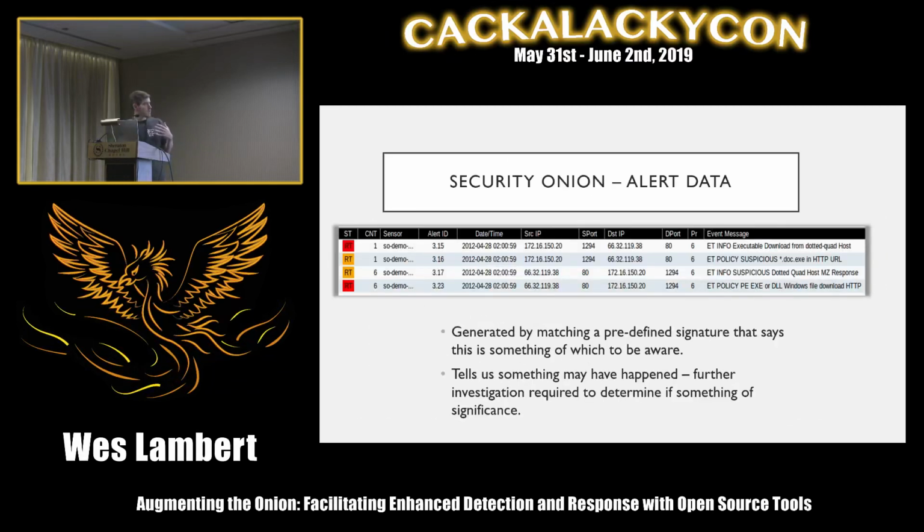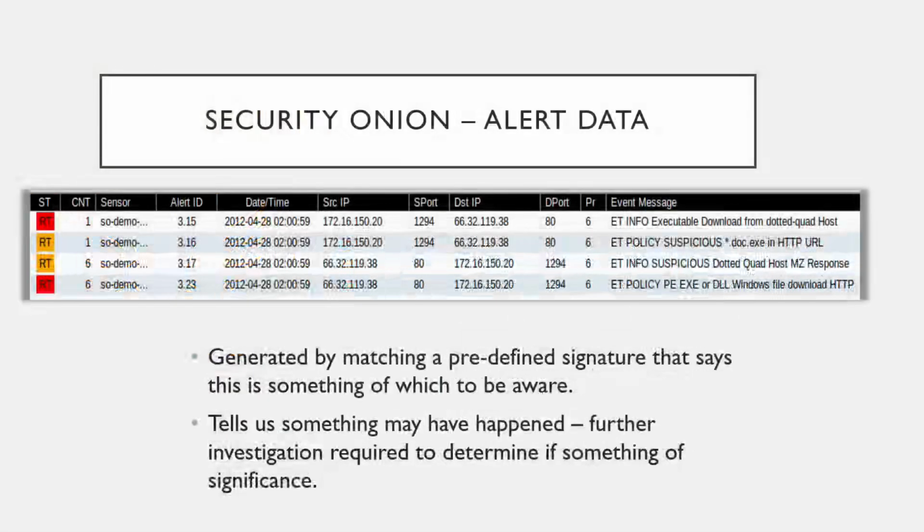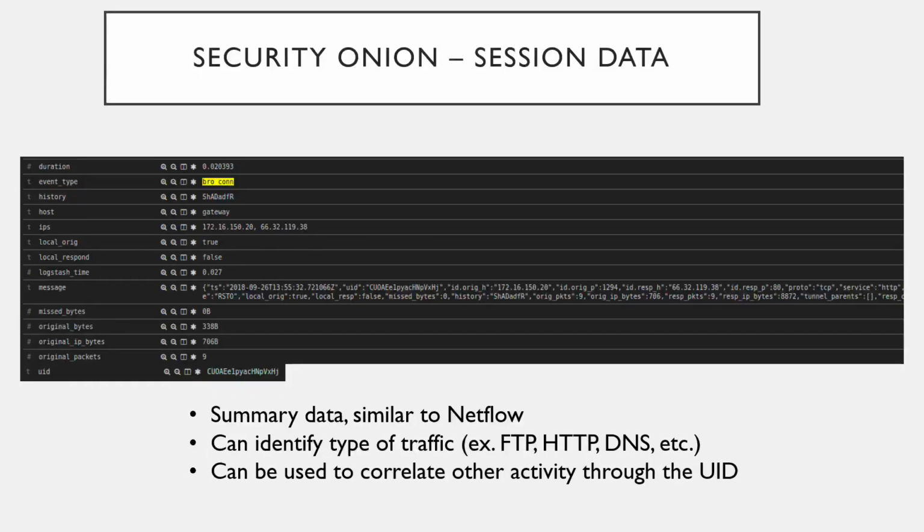So I'm not going to spend too much time on this, but again, the alert data, you might see a Snort alert or Suricata alert. It's basically just a predefined signature or a determination based on certain characteristics of that traffic, right? So it may be of significance, it may not.